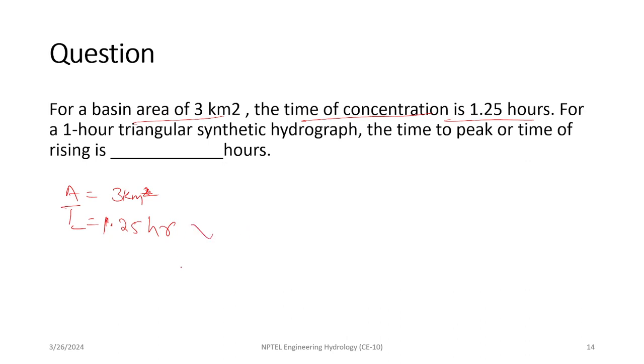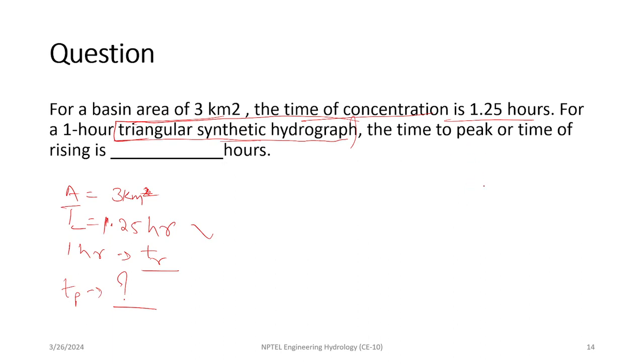So we have idea related to TC, and then it is saying that we have a synthetic hydrograph of duration 1 hour. So 1 hour it is mentioned, so definitely it will be a TR, right? Now the question here is, we have to figure out the time to peak, that means TP it is asking, we have to compute that. But I just want you all to keep in mind that this word is important, triangular synthetic hydrograph.